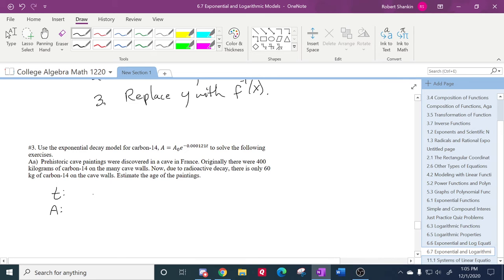And what I want you to do is write a brief description of what T represents and what A represents. And then go to your group chat and type in what you have for T and what you have for A.